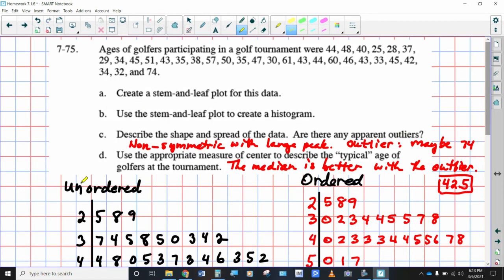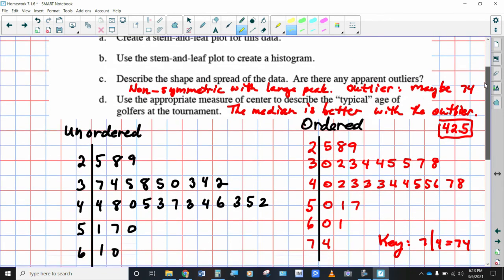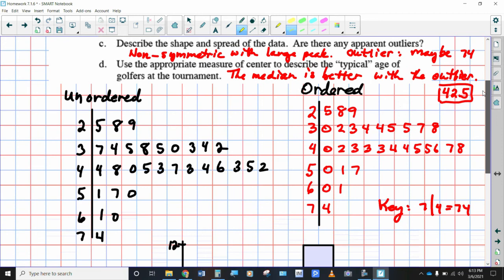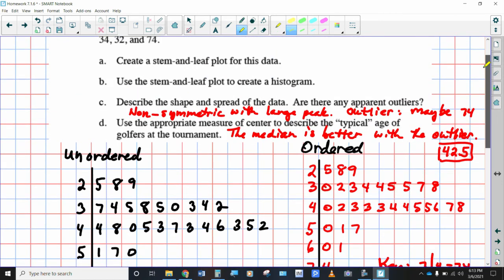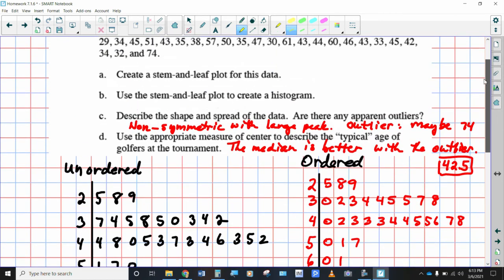All right, now we're going to create a stem and leaf plot. Ages of golfers participating in a golf tournament were given. Lots of data there. Creating a stem and leaf plot is going to help you put them in order from least to greatest. So the first thing I would do is start with an unordered plot, okay? Not box plot, ordered stem and leaf plot.